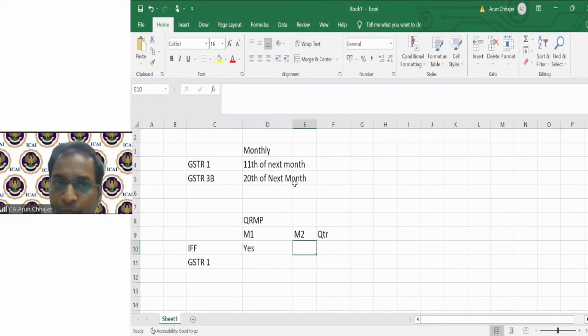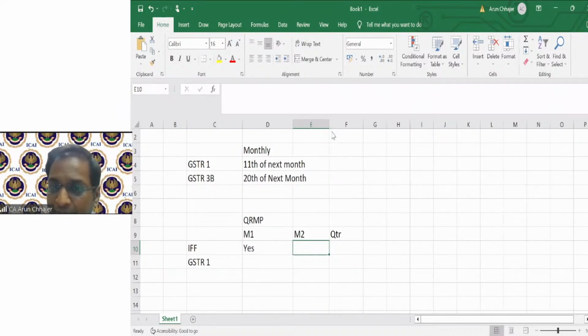What about M2? Is it applicable or not applicable? For M2, is it applicable or not applicable? Answer is yes, applicable.